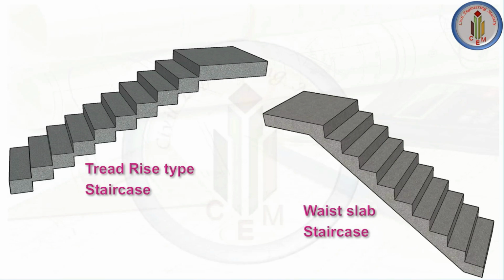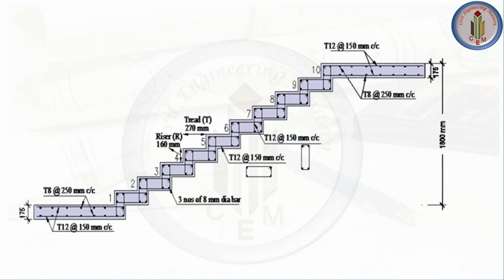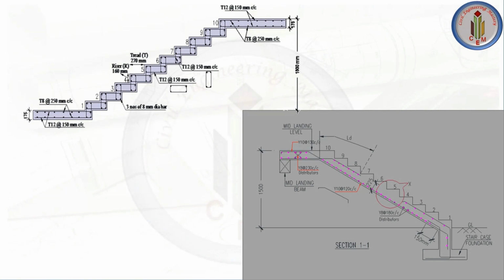Let me show you how the reinforcement arrangement looks for this tread rise type staircase. This is how it looks. Look into this. You will be having a loop kind of thing. You can see here, this is one loop and this is another loop. This is horizontal and this is vertical. Both are connected. In this way only we have to provide the reinforcement for the tread rise type staircase. Whereas in waist slab we provide normal reinforcement like this. So this is the reinforcement arrangement difference between the tread rise type staircase and the waist slab staircase.